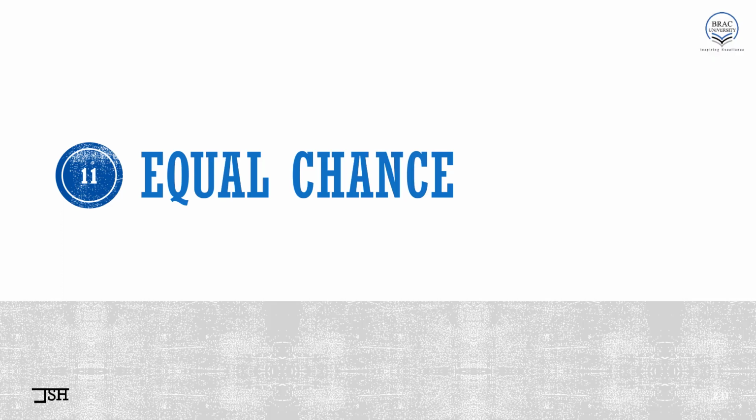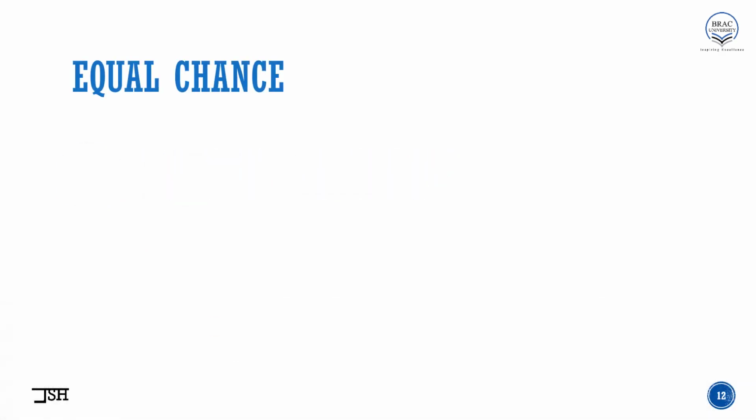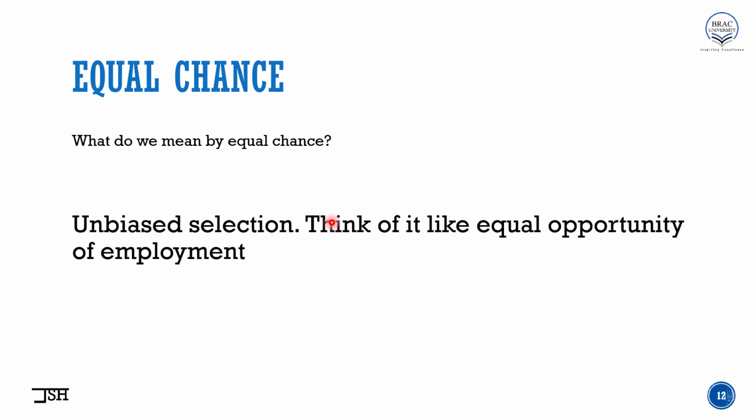Now let's move on to the next condition, which is equal chance of being selected. This concept is very easy to understand. It will take just 1 minute for you to grab the concept. So what do we mean by equal chance? What is the exact meaning of equal chance of being selected? Here it goes. It means unbiased selection.